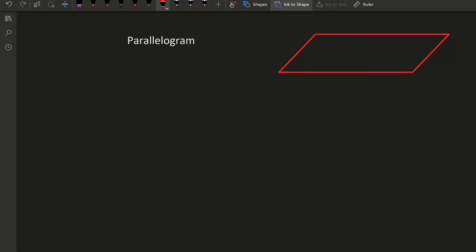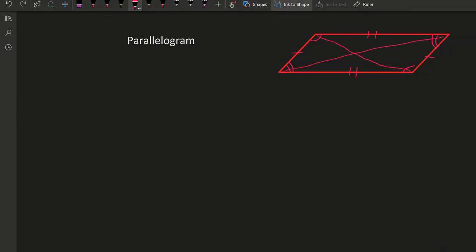So in a parallelogram, we have a couple of key features that we talked about in previous lessons. The first thing is the opposite sides are congruent. The second thing is the opposite angles are congruent. The third thing was that the diagonals bisect each other.